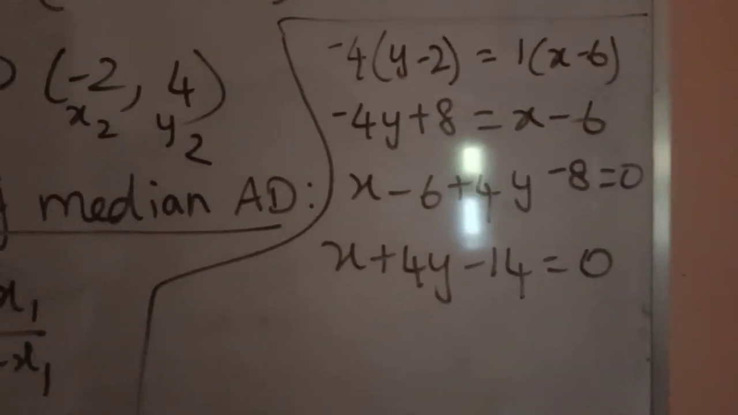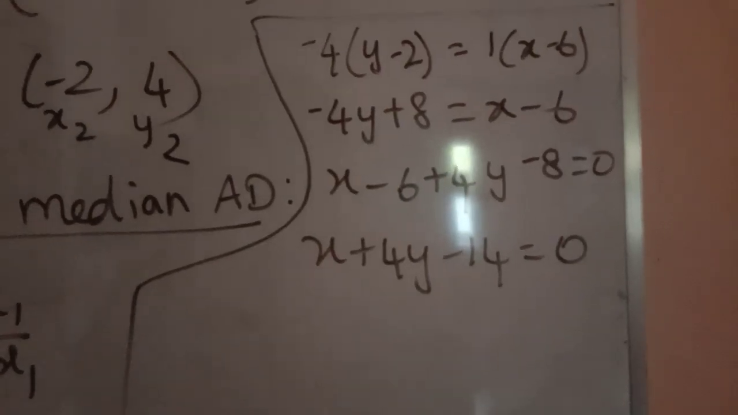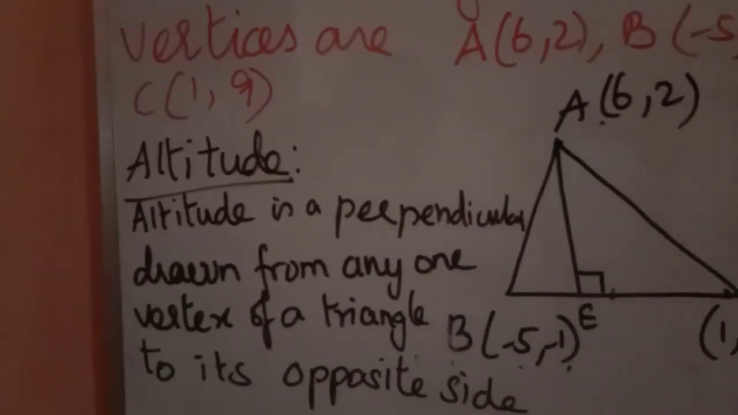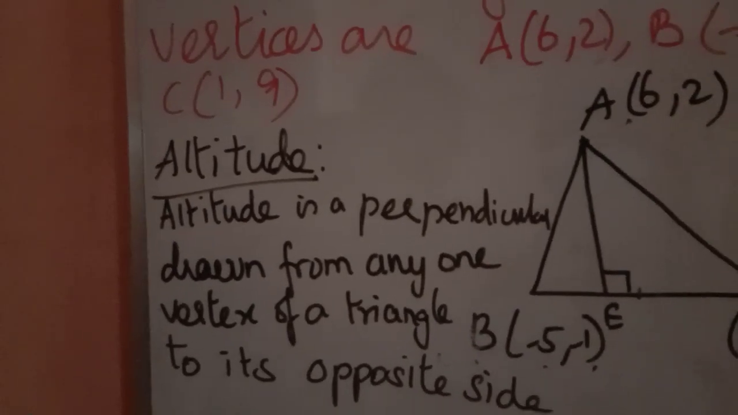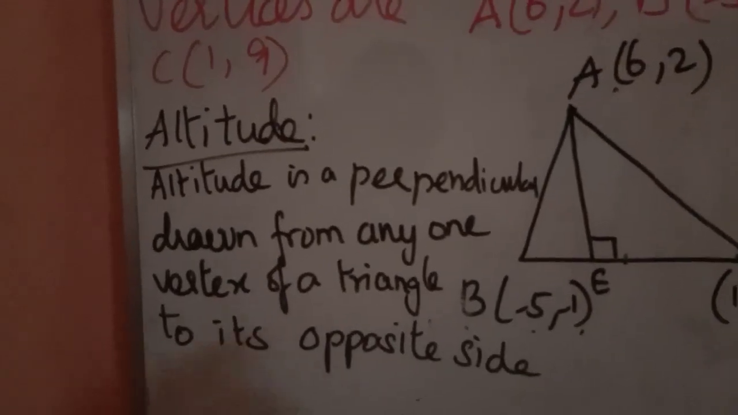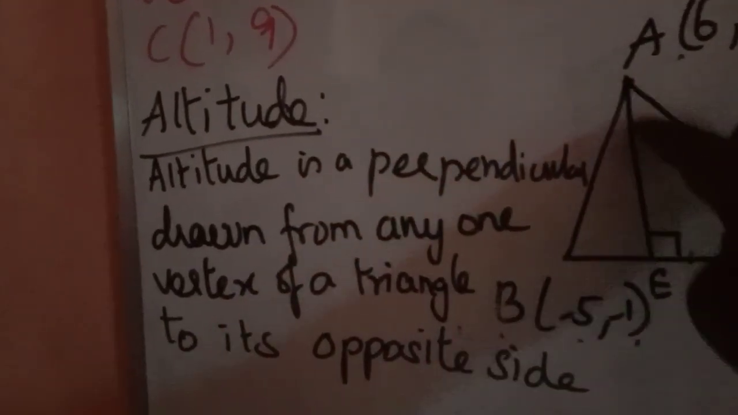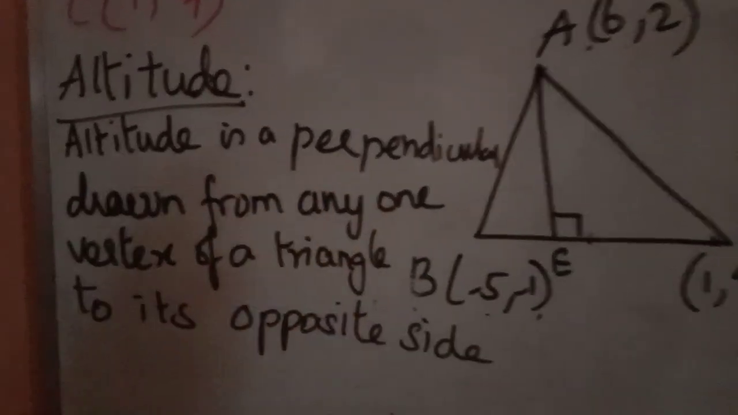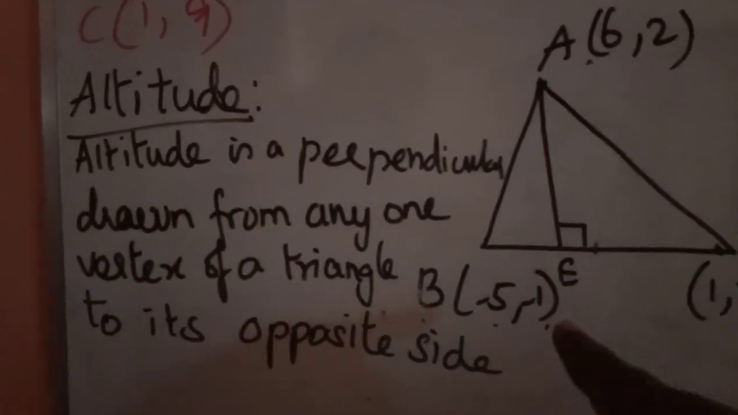Next we have to find the equation of the altitude through A. What is the altitude of a triangle? Altitude is a perpendicular drawn from any one vertex of a triangle to its opposite side. From one vertex you draw a perpendicular to its opposite side. Okay, so AE is the altitude.